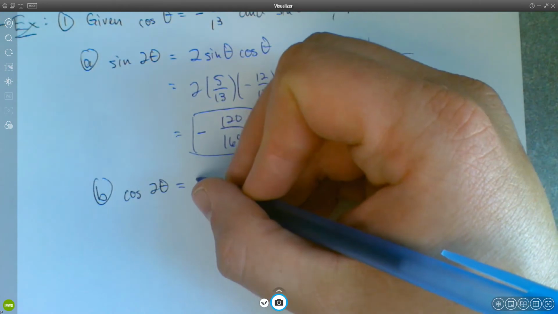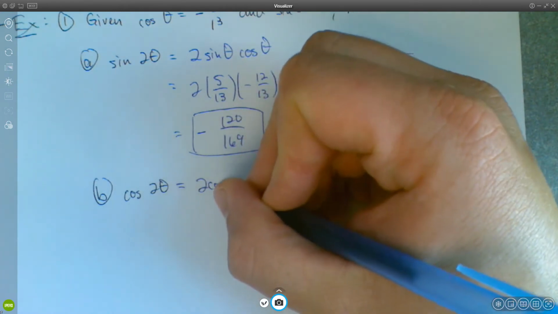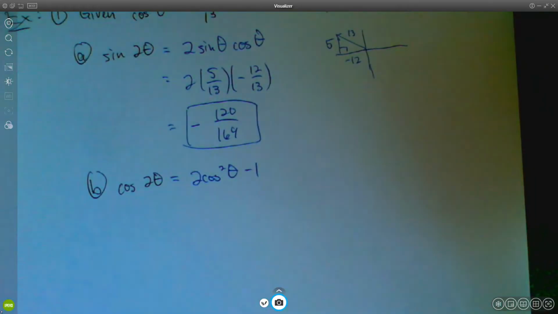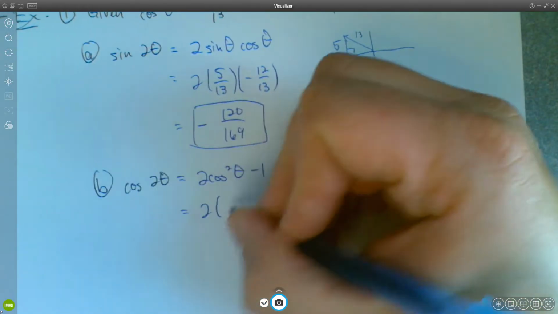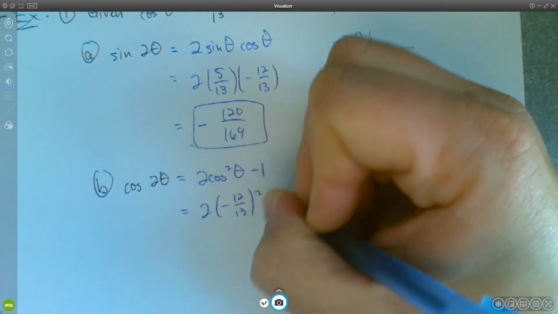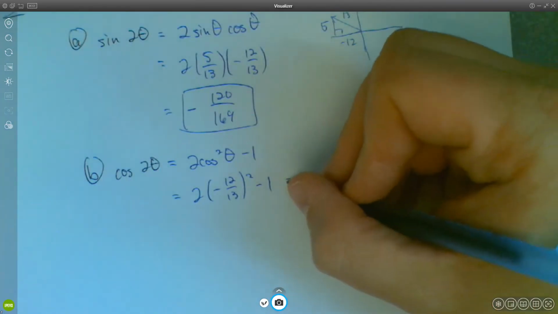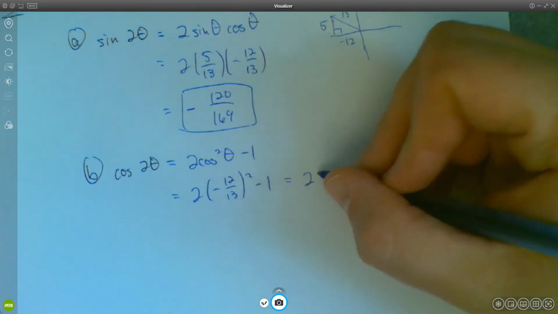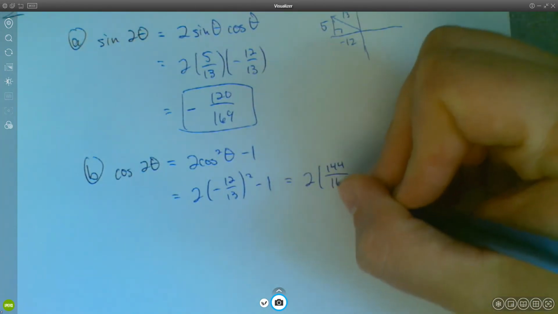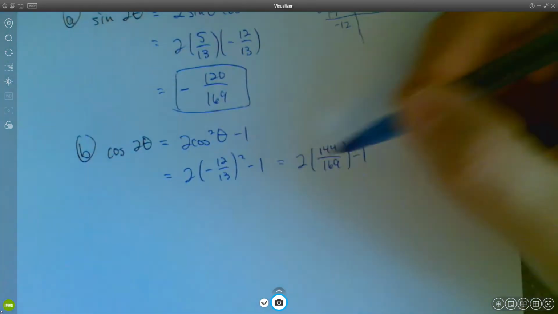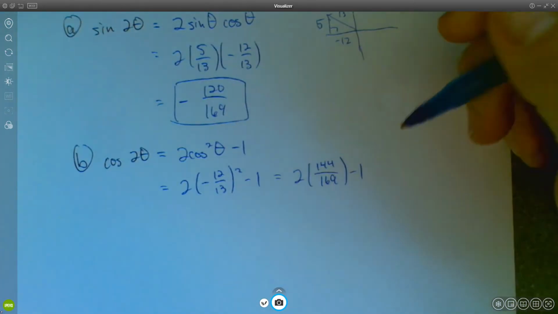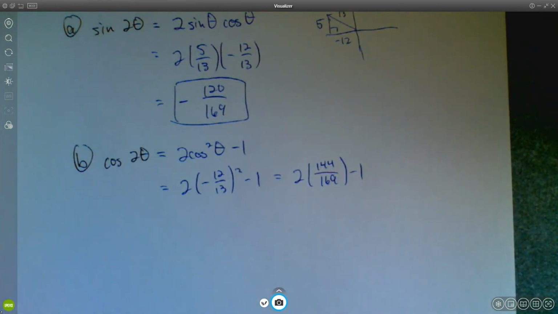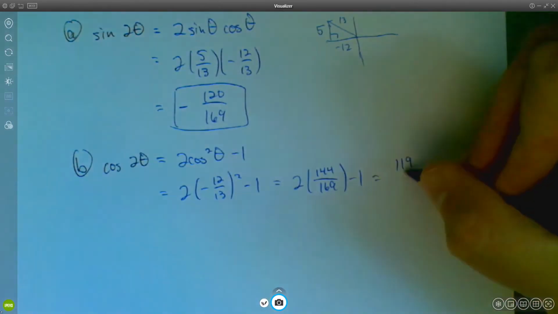So cosine 2 theta, I'm going to call 2 cosine squared theta minus 1. And so that's going to be 2 times negative 12/13 squared minus 1. Negative 12/13 squared is 144 over 169. 2 times that, I guess, would be 288. And 1 is 169 over 169. So let's see, 288 minus 169 is 119. So this is going to be 119 over 169.